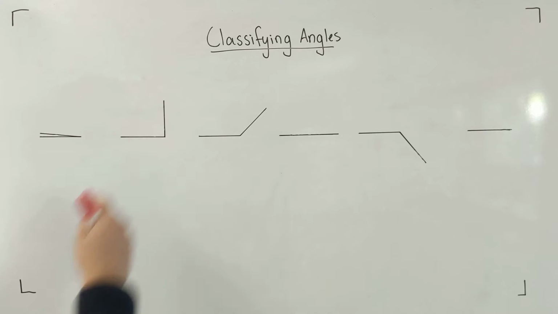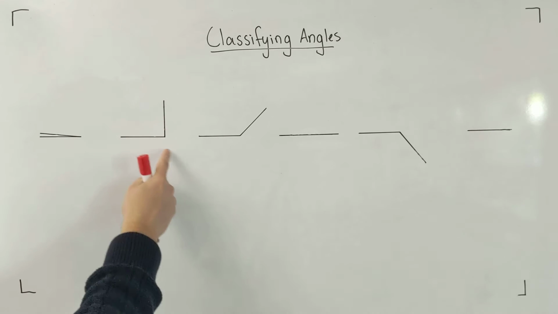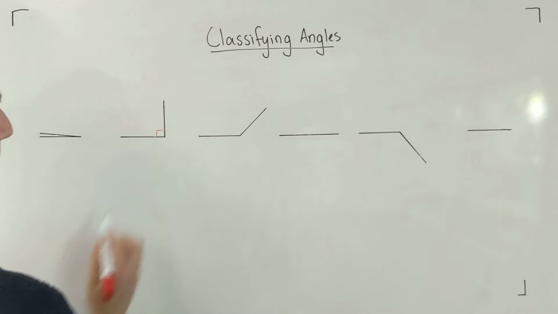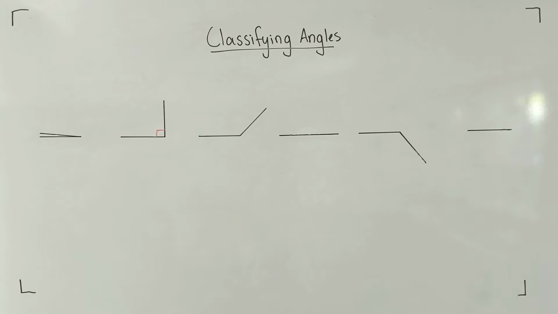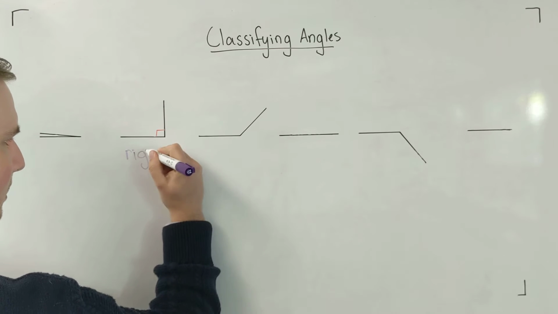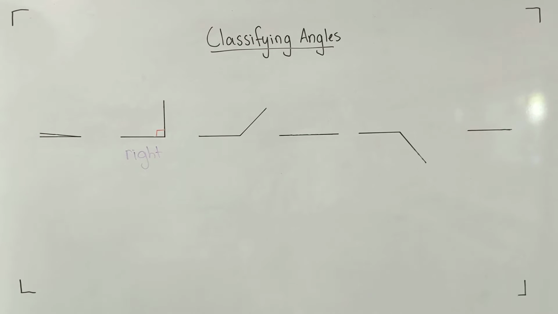Two perpendicular lines meeting, making a perfectly square corner there. We show it by putting that little square into the corner. It is called a right angle, and I'll name it down below.